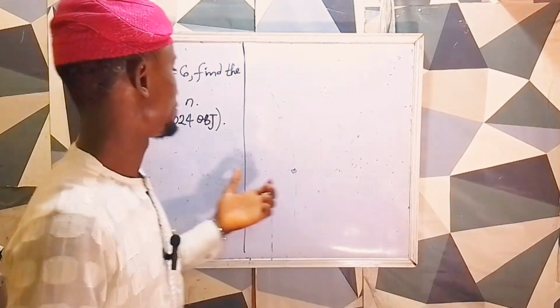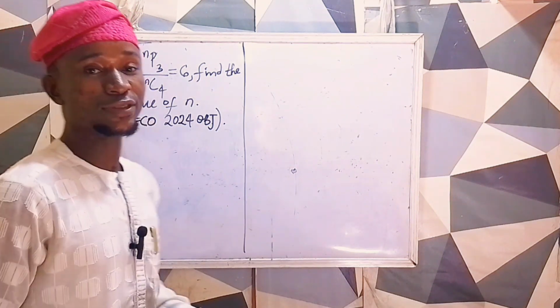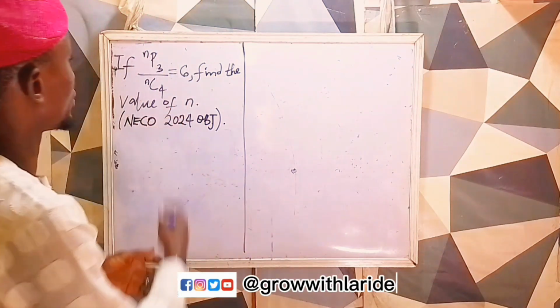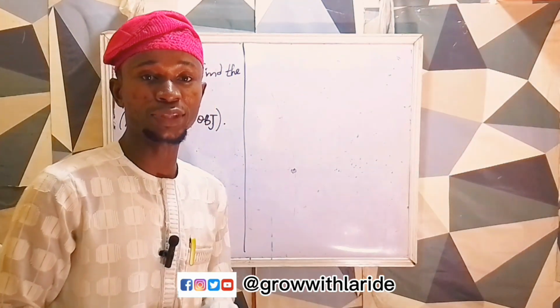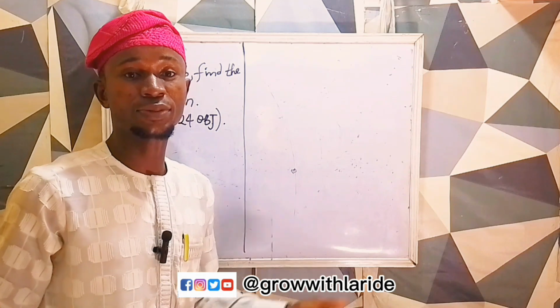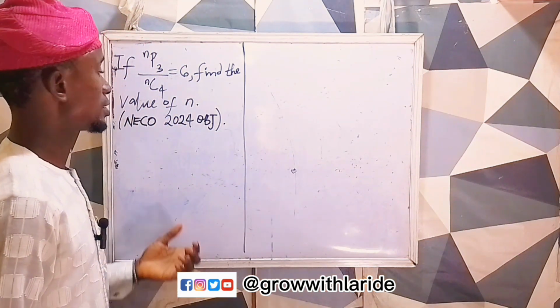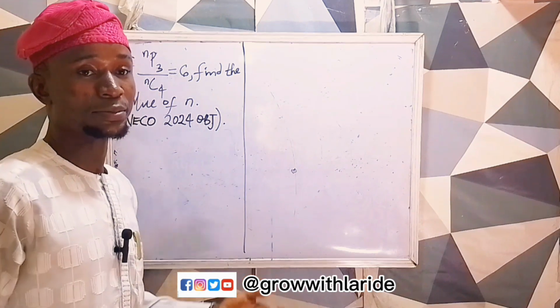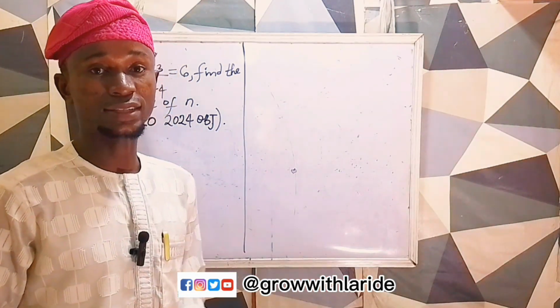So we have another question from NECO year 2024 objective, and this is question 45, talking about permutation and combination. There are some key terms that you need to know. The first is factorial. Also, how do you express the permutation formula and the combination? So let's look at the question together.